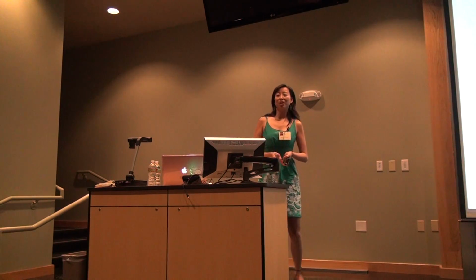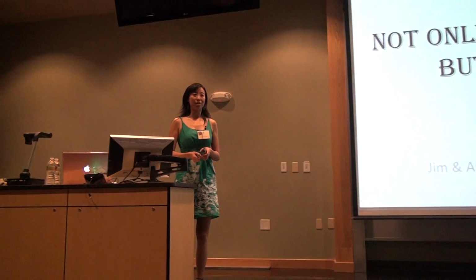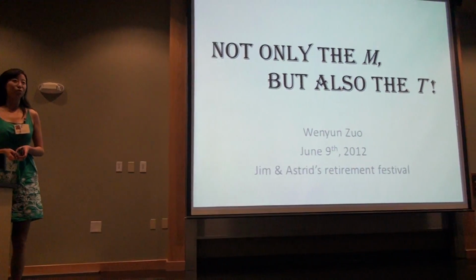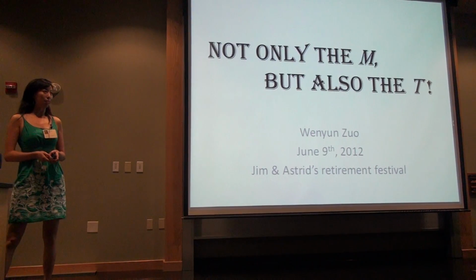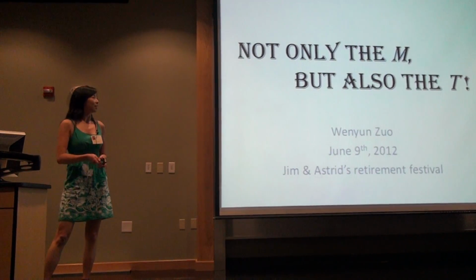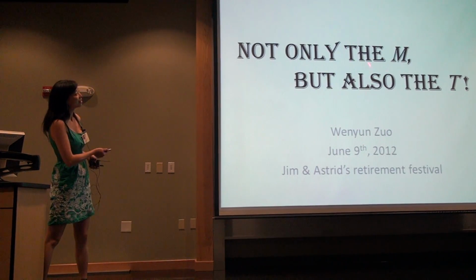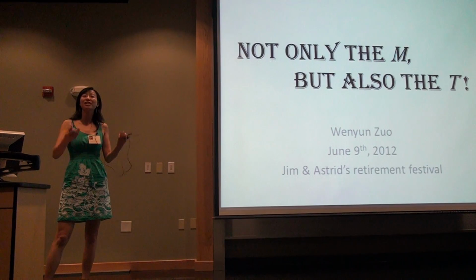I'm Wenyun Zou. I came from China in 2006, and I was a PhD student with Jim from 2006 to 2011, and I'm majorly interested in metabolic theory of ecology and the life history theory. And the title here today may be a little bit too abstract, but I hope it will get more clear at the end.